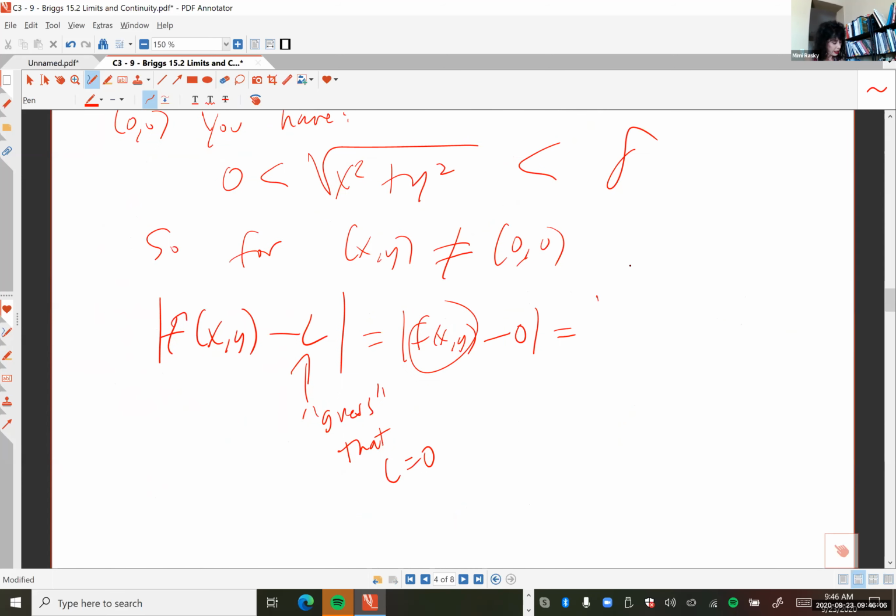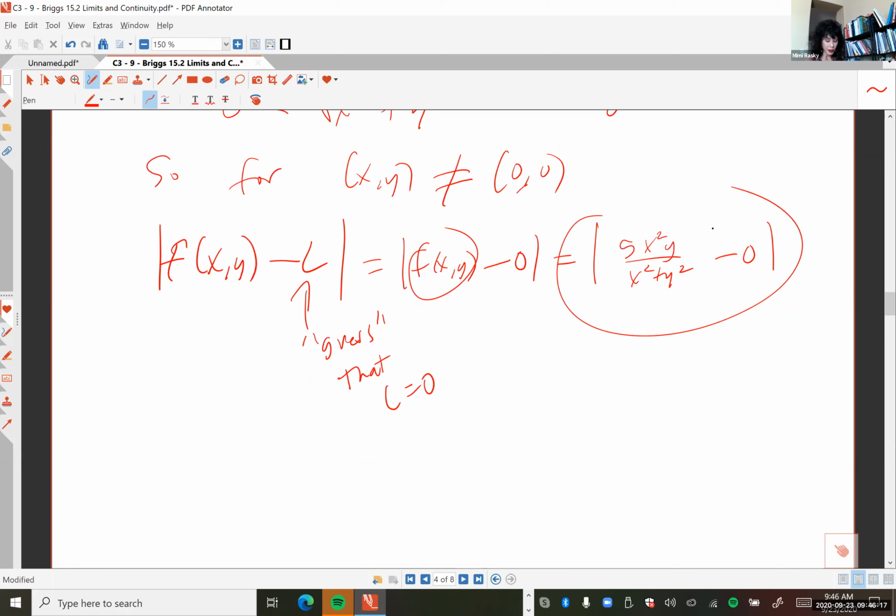That was 5x squared y all over x squared plus y squared, minus 0. Minus 0 doesn't mean anything, so let me just rewrite it without the minus 0. This is where I'm going to start using some of these handy facts. First up, I'm allowed to pull a constant multiple out of an absolute value, so the absolute value of 5 is just 5. And at the same time, just because I can, I'm going to pull this y out, and you can't say it's equal to y. You still want to make sure it's a positive result, so the absolute value of y. And then what's still left inside my original absolute value bars? I got that.